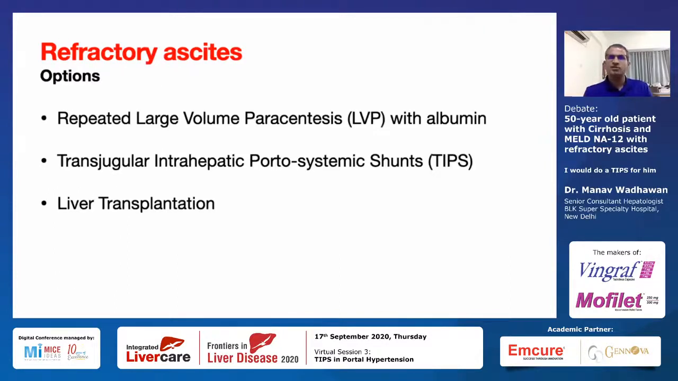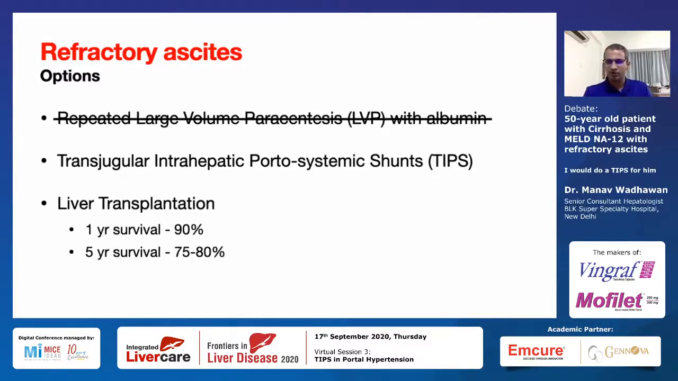So what are the options for refractory ascites? We need to treat it. Mortality is very high. First option, repeated large volume paracentesis with albumin. Obviously, that is not a good option. The other two options you have are transjugular intrahepatic portosystemic shunt and liver transplant. Let's first see what you achieve by doing a transplant in that guy. Transplant is an excellent mode of treatment. My dear friend Dinesh Jothimani is going to impress upon you why it's better to do a transplant. I'm trying to do the otherwise.